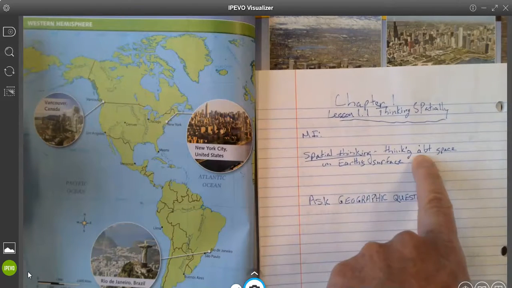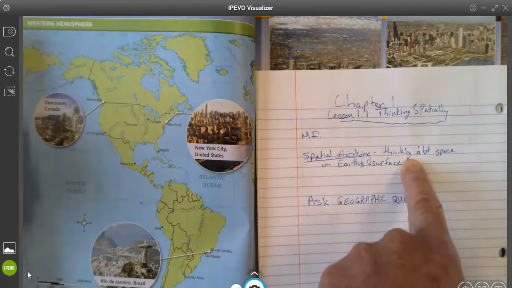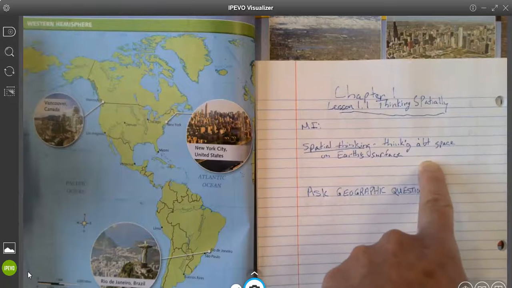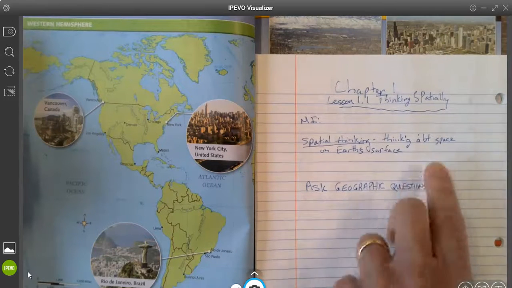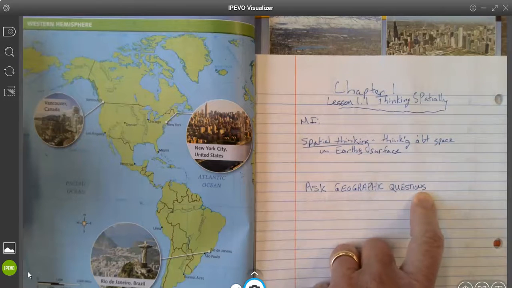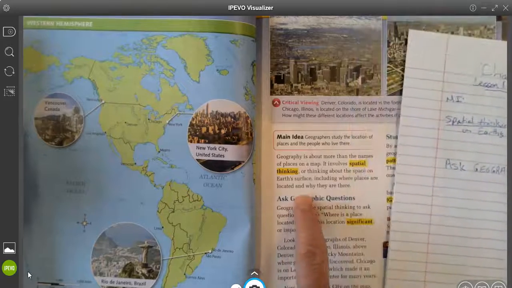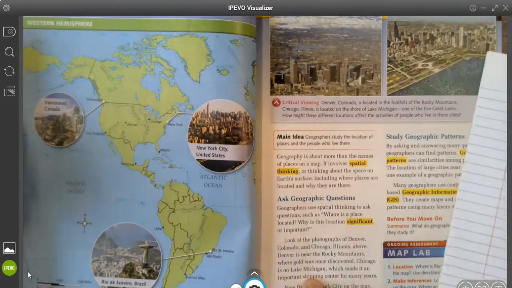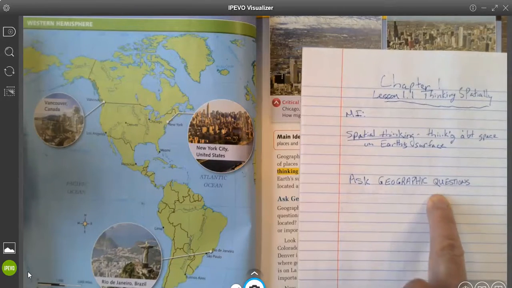And notice I abbreviated a little bit. I didn't use full words. In fact, you can use symbols if you want. If you always write TH dash, and that means think, then it's fine. Notice I use about, ABT. That's kind of my shortened version of the word about because I use it a lot. And then I wrote down the subheading. And that helps you find information quickly as well when you're looking through your notes. So I just wrote down, ask geographic questions.